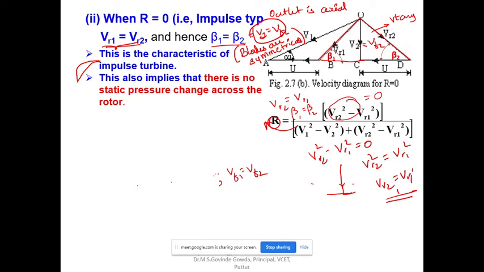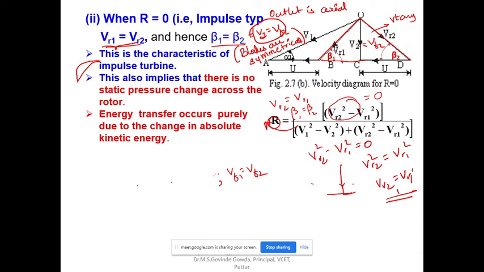This also implies that there is no static pressure change across the rotor, because static pressure change is given by VR2 and VR1. Since they are equal, there is no static pressure change here. Energy transfer occurs only due to change in absolute kinetic energy. So this is the second type.